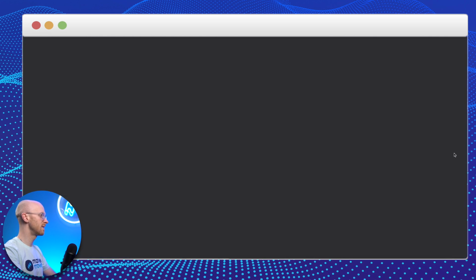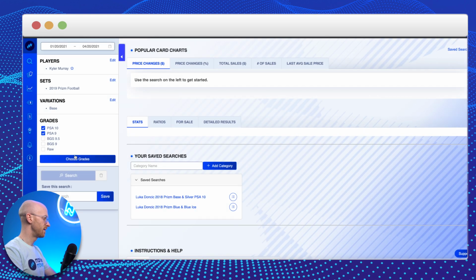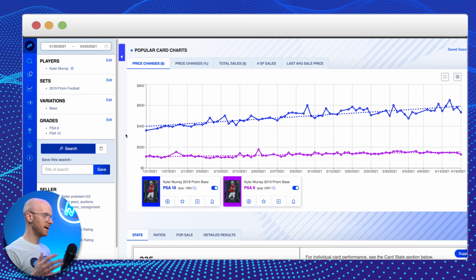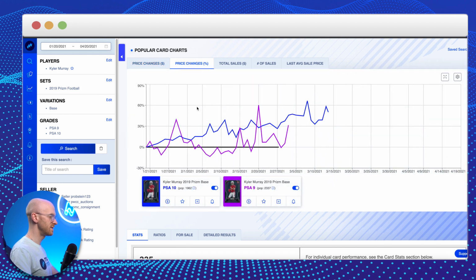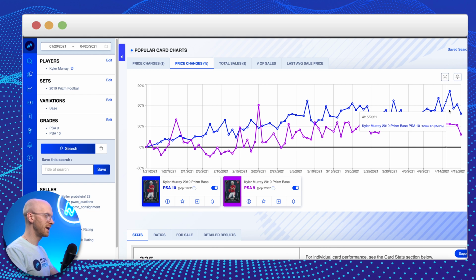But I'm just going to click on this chart icon. And then real quickly, I'm going to add in the PSA 10 just to compare these things side by side. I like to look at the trend and try to see what's happening with both of these cards. Is one of them moving before the other one? And is there an opportunity to take advantage of that? And what I can see here is that there's some separation happening right at the end of this window between the 10 and the 9.